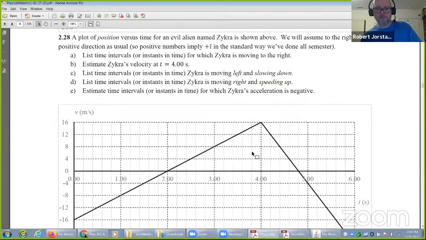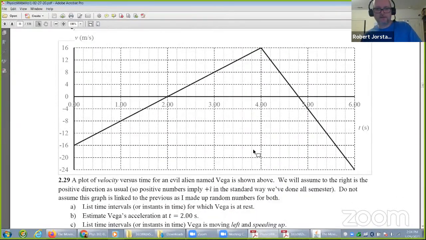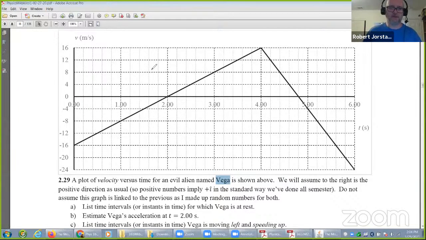Let's go back to the next one. Look at this one. Xikra and Vega, if you're wondering, that's what I wanted to name my children, but didn't work out. I got vetoed. Anyways, probably good for them, huh?